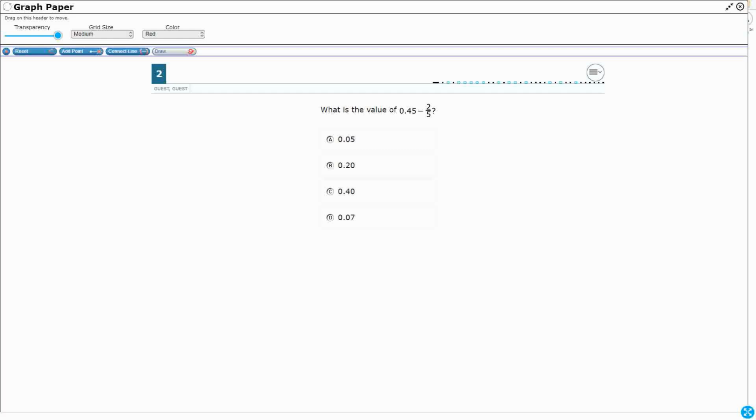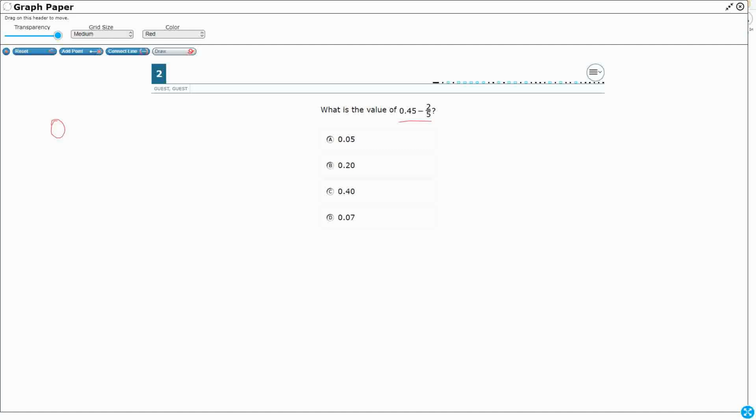All right, so we simply need to find the value of this expression, 0.45 minus 2/5. And obviously our challenge here is that we've got one decimal and one fraction. We really can't subtract the two. We need them both to be decimals or we need them both to be fractions. So let's turn them both into decimals first.